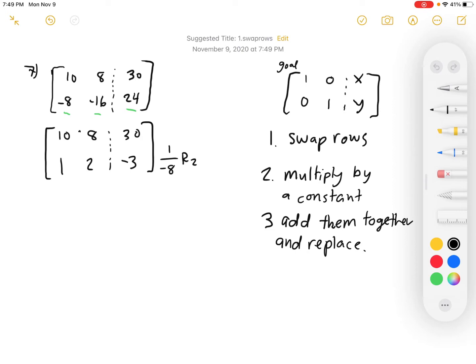I just took each of those and divided by -8. Hey, now we have a 1. So let's go ahead and just swap the rows. Specifically, I'm taking R2 and putting it into R1. So that'll be 1, 2, -3 over 10, 8, and 30. If you don't see something that'll automatically become 1, that's okay. Try making a 0, like this.